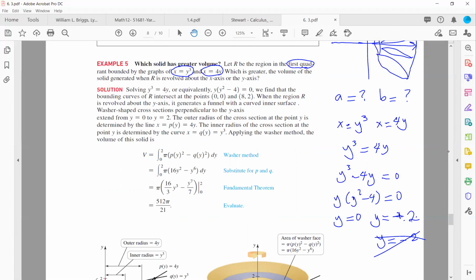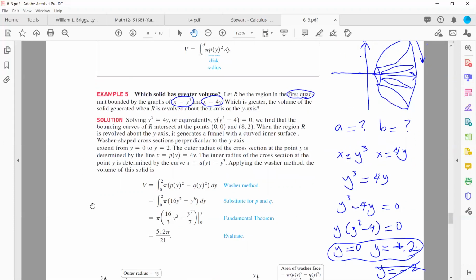So we found the lower bound, upper bound, and we know the formula. The integral from 0 to 2 pi of upper function, lower function. If you don't know which one is the upper function and which one is the lower function, you can always put this in absolute value, and the final answer is always positive.